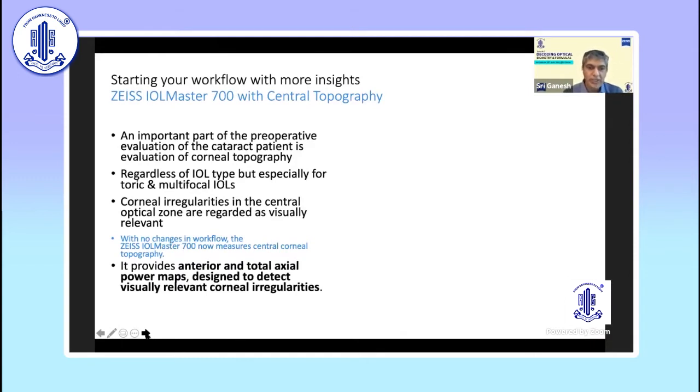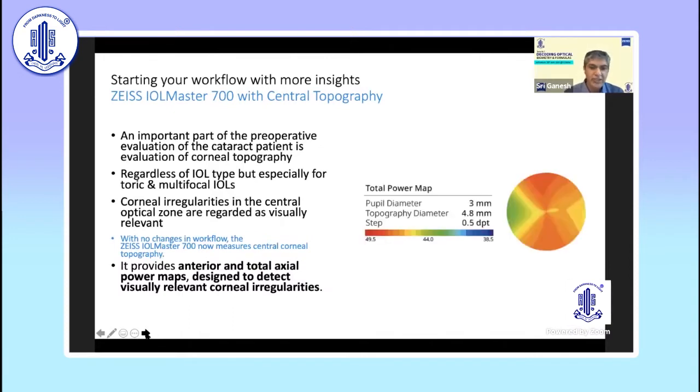It also provides the anterior and total axial power maps. So you can visually, just at a glance, detect any corneal irregularities. This is the total power map. It's measured in the 3 mm zone, the pupil diameter has to be 3 millimeters, the topography diameter is 4.8 mm, and the scale is in 0.5 diopter steps.